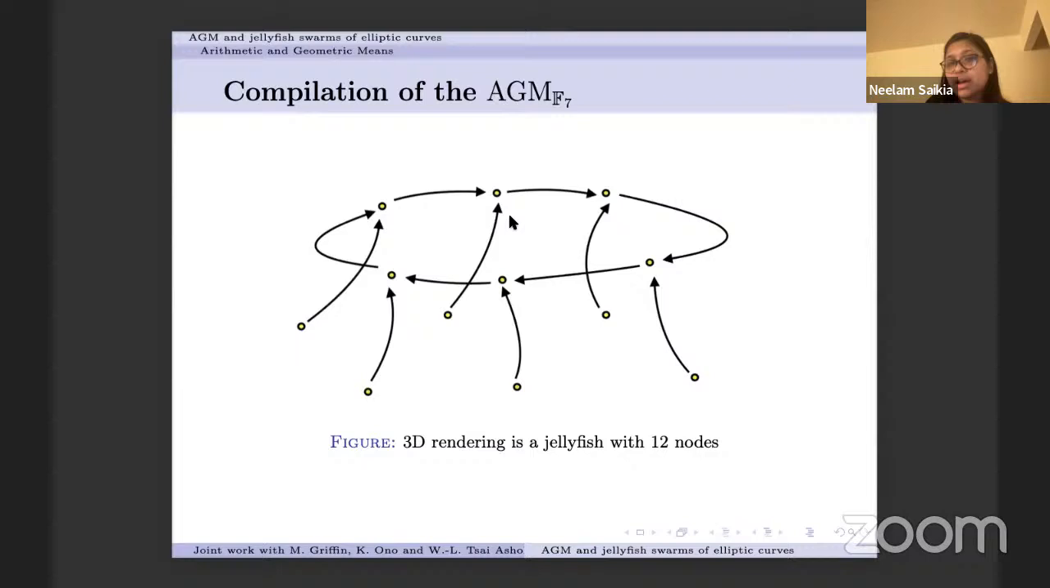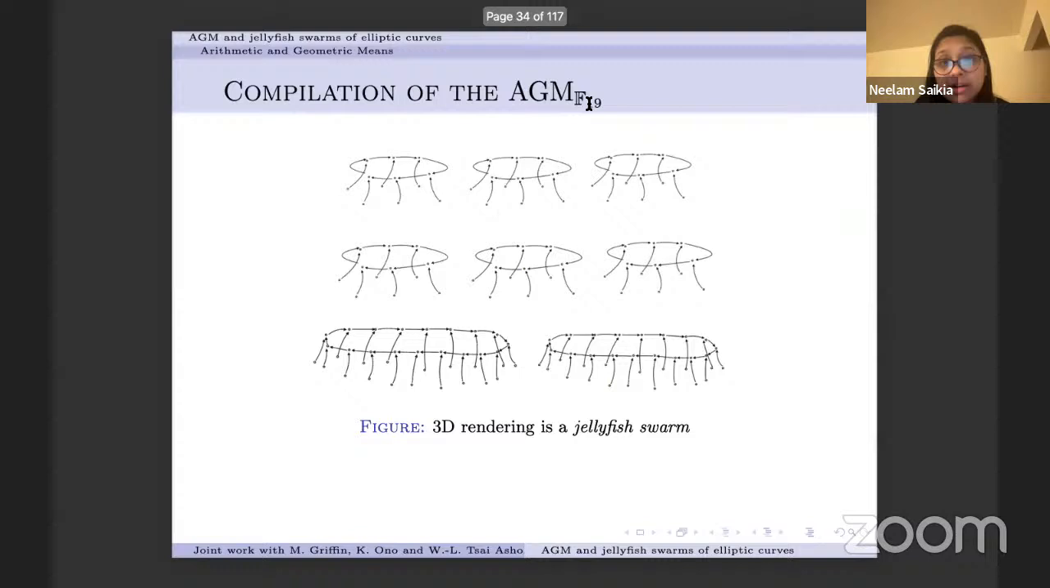So I think F7 is too small to give some idea. So let me give you a bigger finite field. For example, if we consider F19 and compute all the AGM sequences for admissible pairs of the finite field F19, we have these 8 jellyfish, like 8 directed graphs, out of which 6 have 12 nodes. The nodes are the admissible pairs, like here, with length 1 tentacles, and the two other jellyfish have 36 nodes. So these are the only orbits, or jellyfish, we can construct for F19.